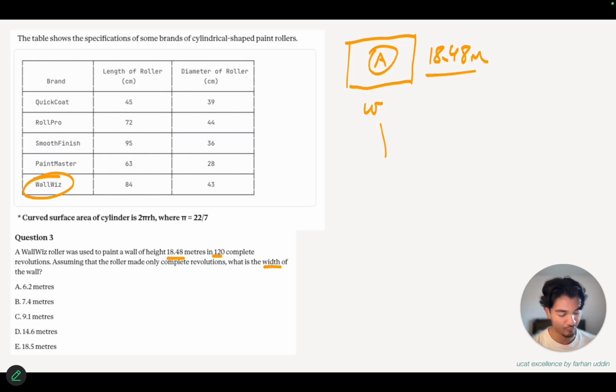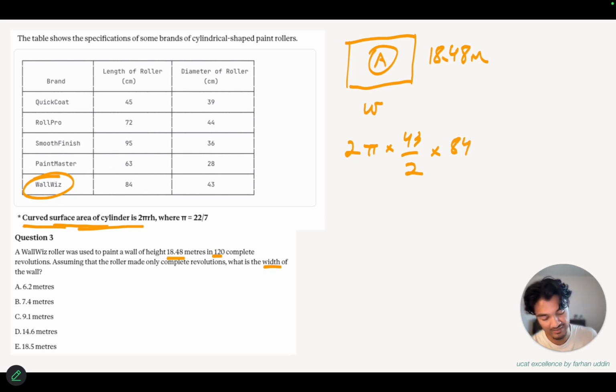So our understanding of the formula there really does help out. Then we jump into another roadblock, which is: what is the area? That's what we need to figure out in order to find this width. We know the process already. We've done it a bunch of times before. So let's do it. We find the curved surface area of the cylinder in this case. So that looks like 2 times pi, or 22/7, times 43 divided by 2 times 84. Once again, keeping in mind that these are centimeters, I want to be working in meters.